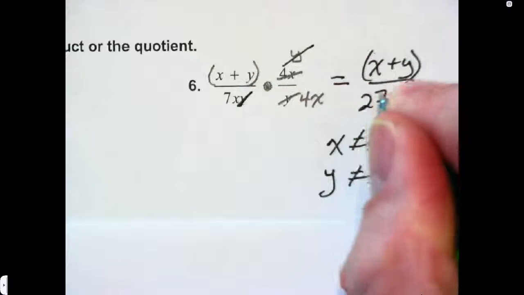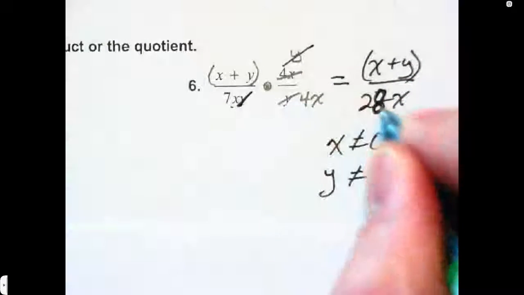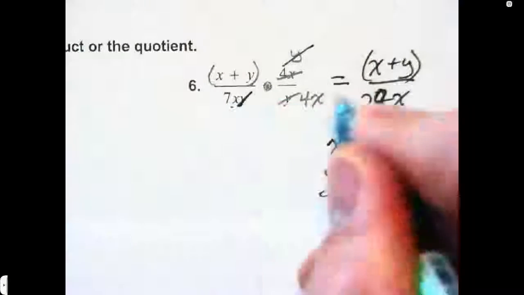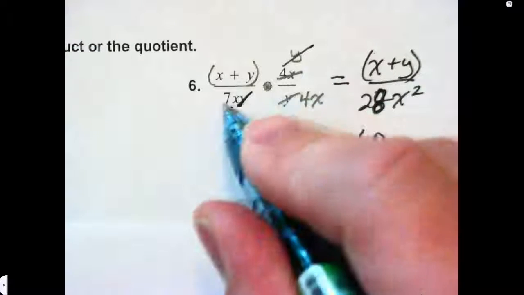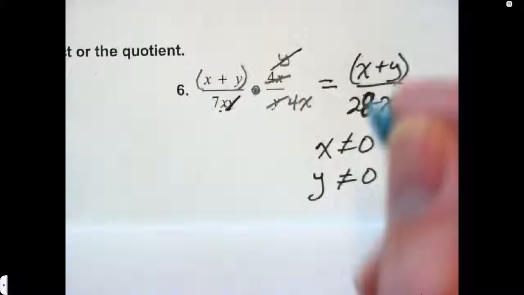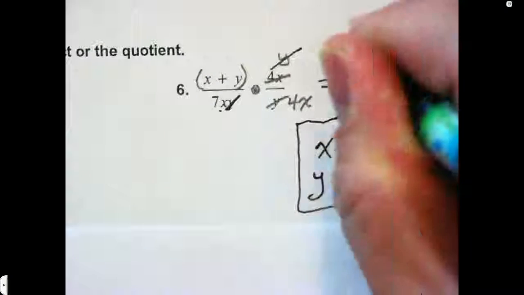Oh, 28x. Whoa, my goodness. Oh, I'm sorry. 4 times 7, 28x. You guys get a point for that. 28x. Oh, x squared. Man, I really messed up. Thank you. I know. I'm sorry. I'm rushing here. Okay, I'll blame being in a rush. All right.